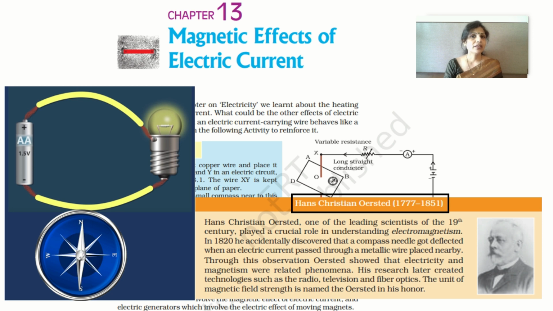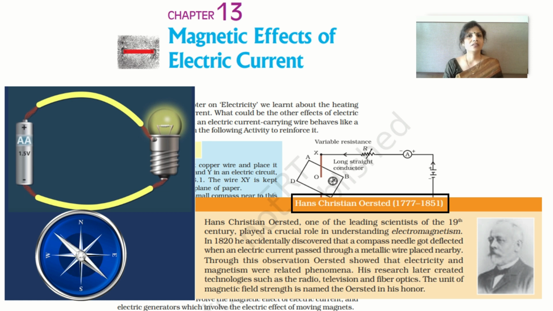And we all are aware that a magnet gets deflected only when we bring another magnet in the vicinity of this first magnetic needle. Oersted proved that a current carrying conductor produces magnetic field around it. And this discovery is later used for so many applications in the field of technology.